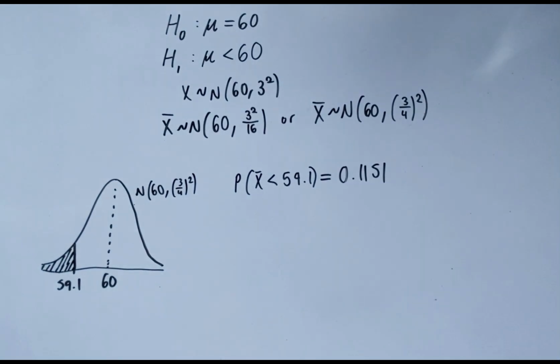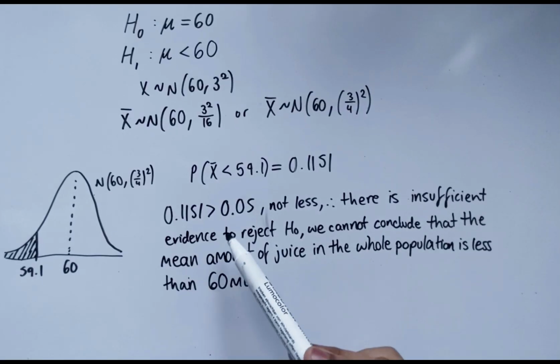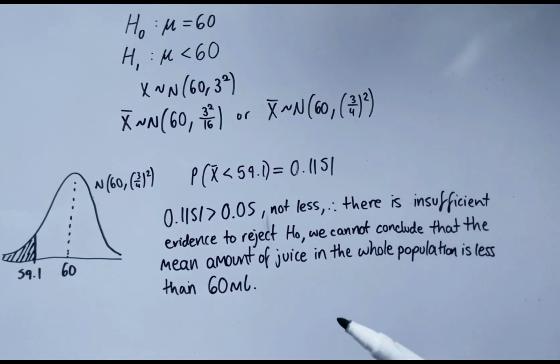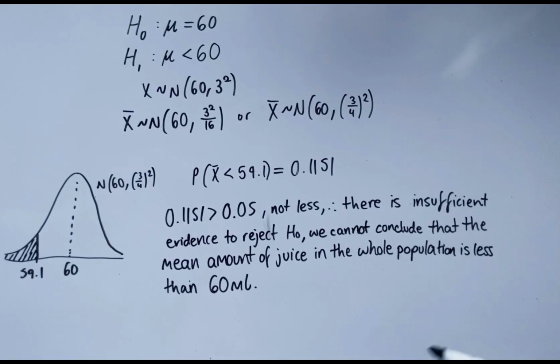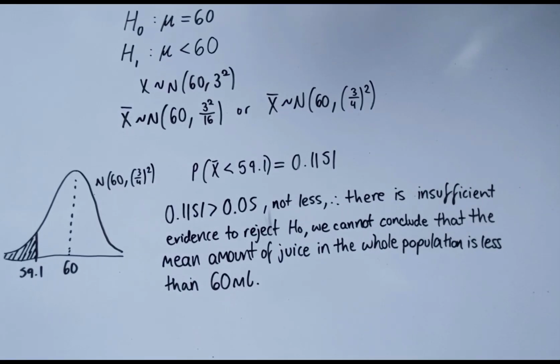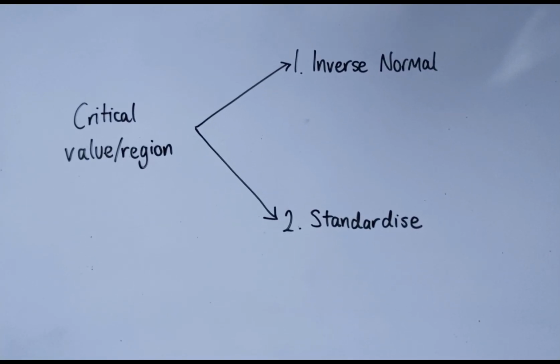0.1151 on your calculator. And as 0.1151 is greater than 0.05, our significance level, not less, there is insufficient evidence to reject H0, and so we cannot conclude that the mean amount of juice in the whole population will be less than 60 milliliters.